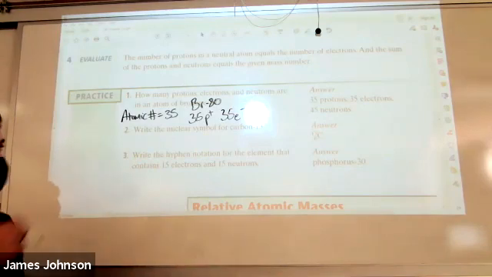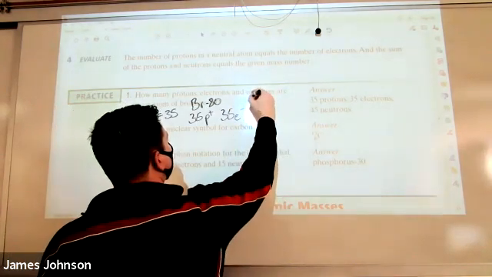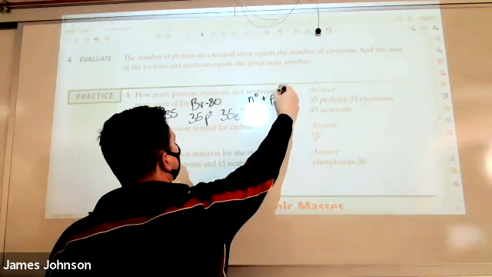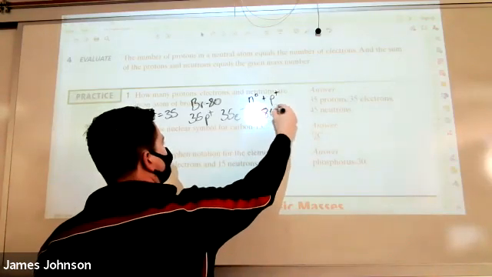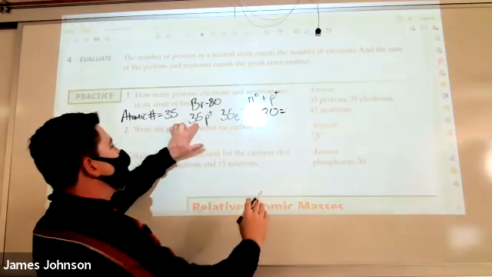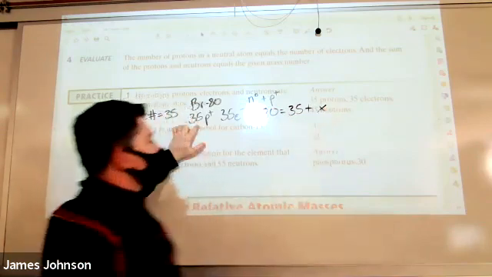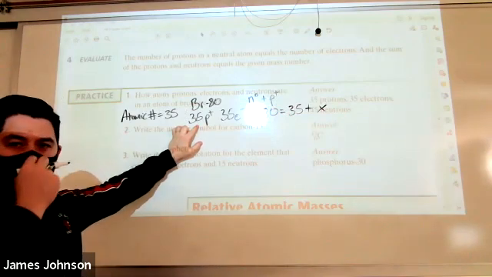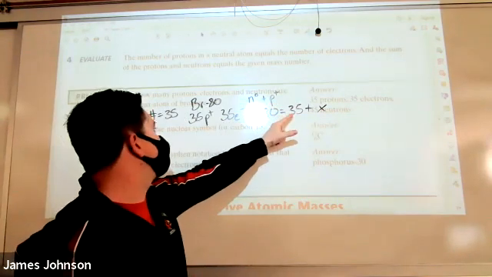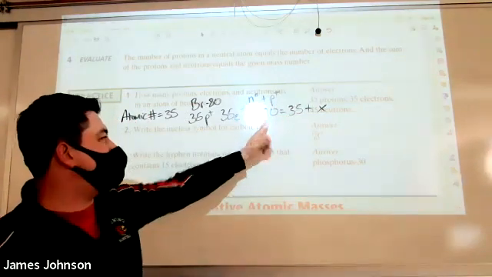Now, the tricky part is the number of neutrons, because we have to use the definition of mass number. Mass number is neutrons plus protons. So that means 80 is equal to 35 plus something, right? Because that something, what I've represented as X here, is the number of neutrons, right? Because I know the number of protons is 35. And I know 35 plus the number of neutrons is going to equal 80.